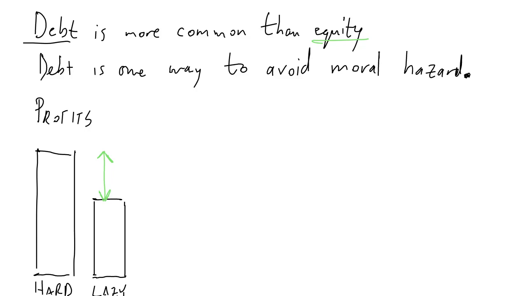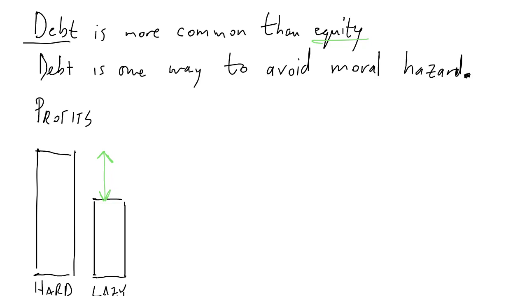Now the gain, which is this difference, if we have an equity contract, is going to be shared between you and me, right? That's the whole essence of equity. So my incentive to work hard isn't going to be this difference. What I get if I work hard is not this difference. It's only a fraction of it, because part of this difference would go to you with an equity contract. So in a sense, the equity contract is kind of diluting, weakening my incentive to work hard.